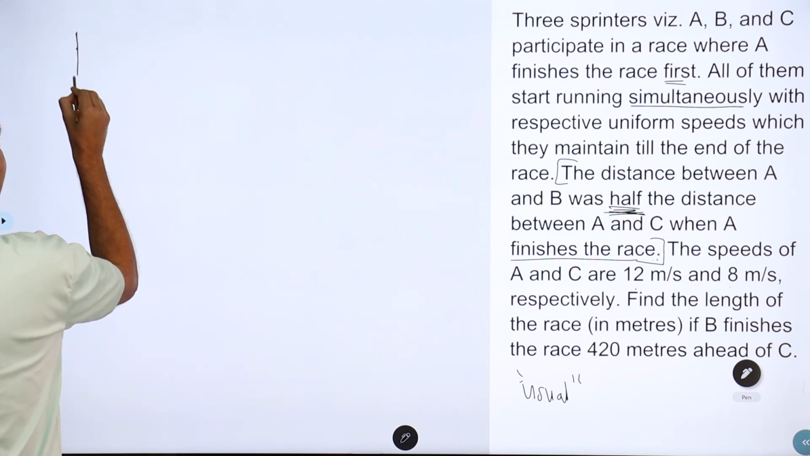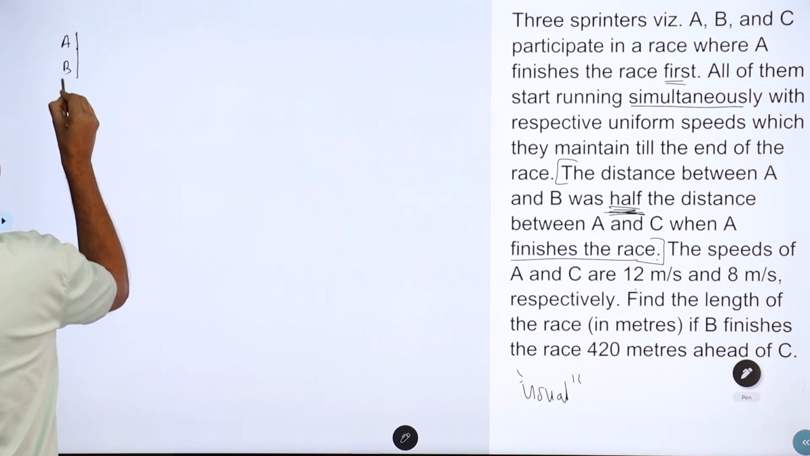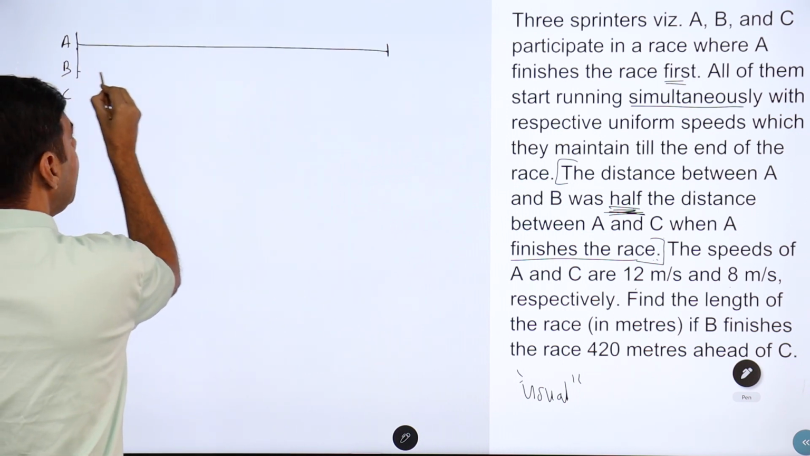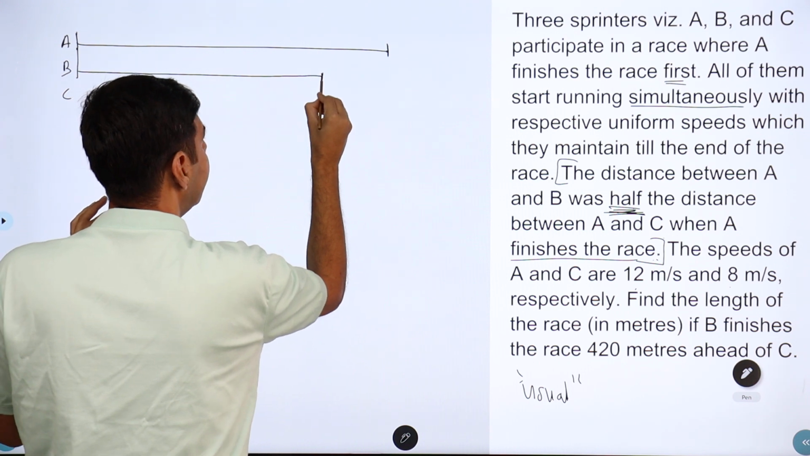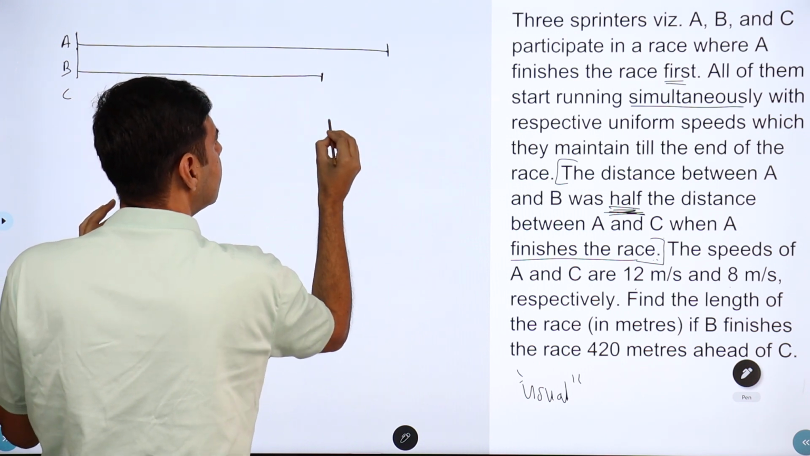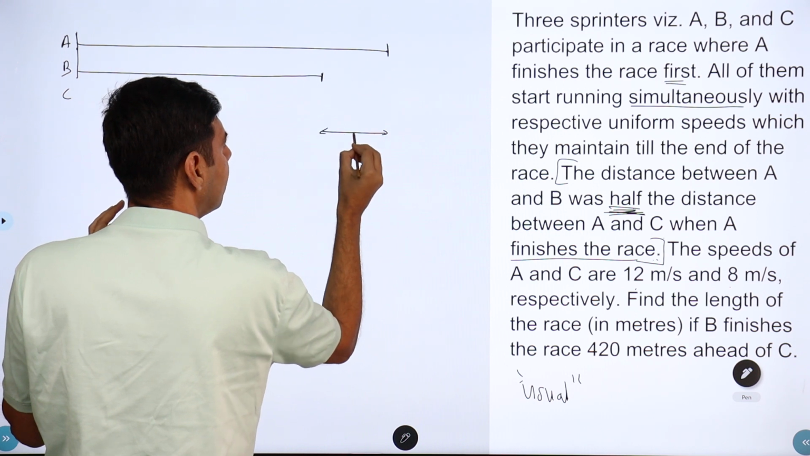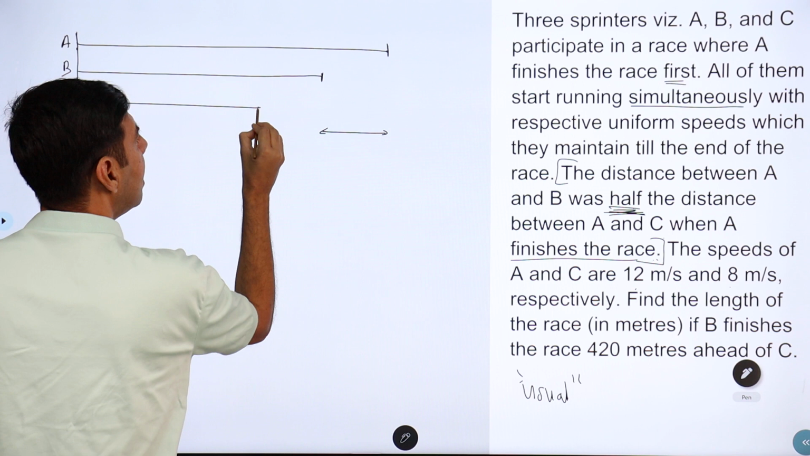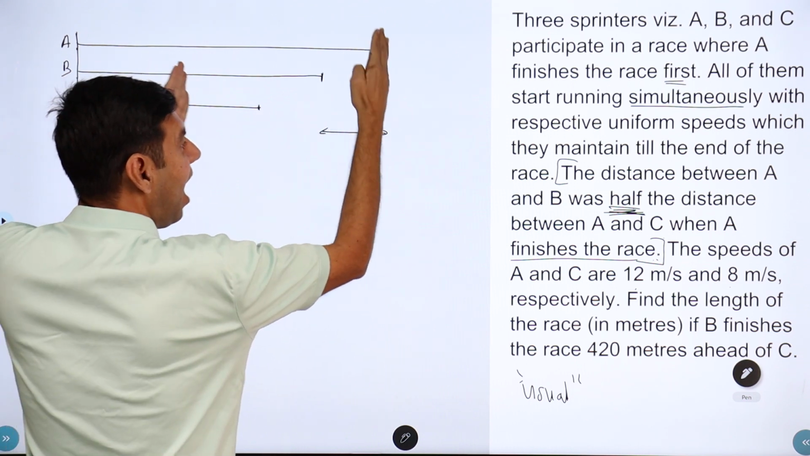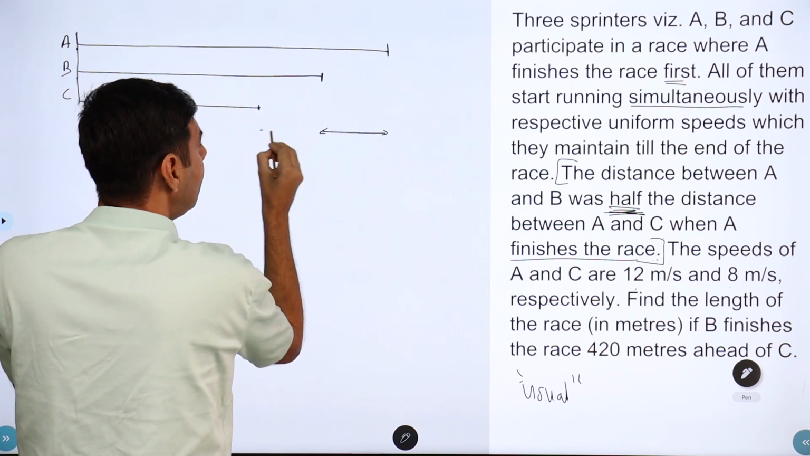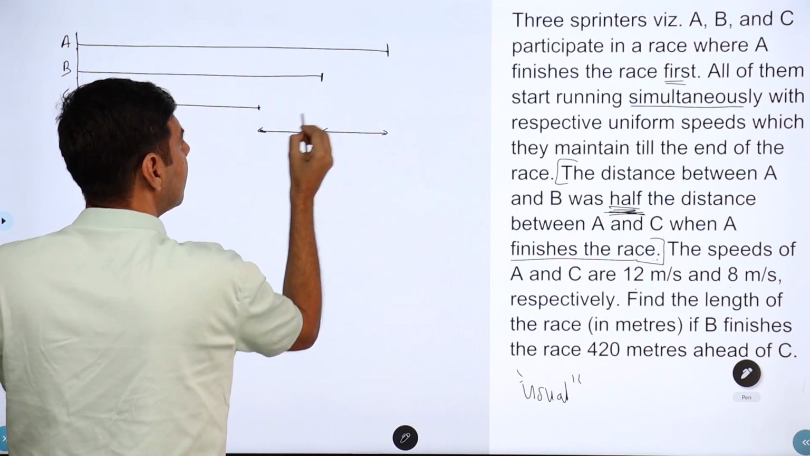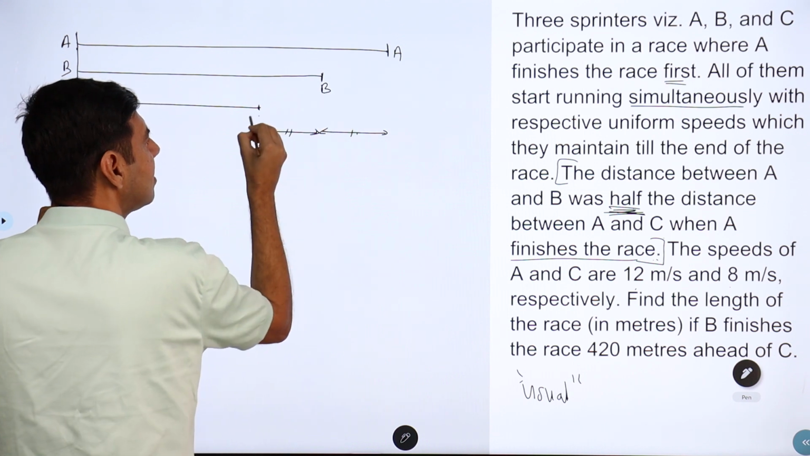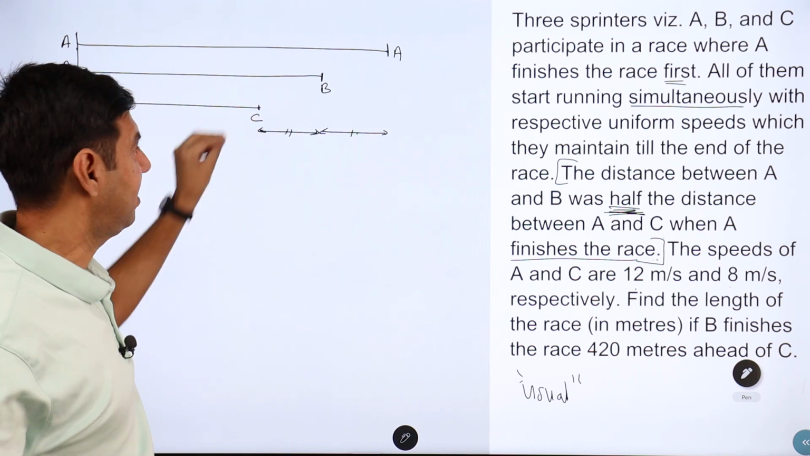So this is the start. Now all 3 are at the same point to start. Then A starts and finishes it. Okay, now B is some distance behind him. So B is a certain distance behind him. Let's call this whatever this is. And now C is further behind. This is half of A and C. So all that you need to get from your logic is that the distance between A and B is the same as the distance between B and C, and these are the gaps.